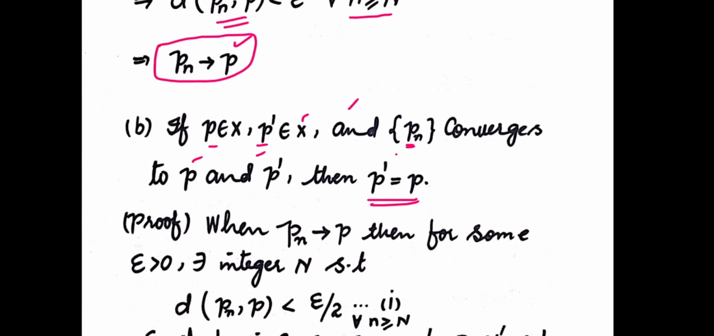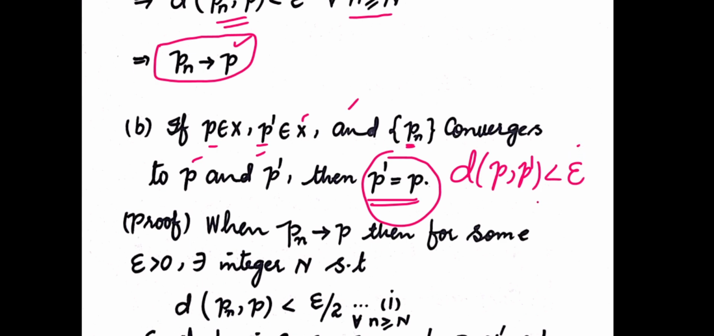So to prove that P and P prime are equal, we will show that their distance is less than epsilon for every positive real number epsilon, because at the end we will say as epsilon is any arbitrary positive real number, whenever epsilon approaches 0, the distance between P and P prime approaches 0, and hence they are equal.